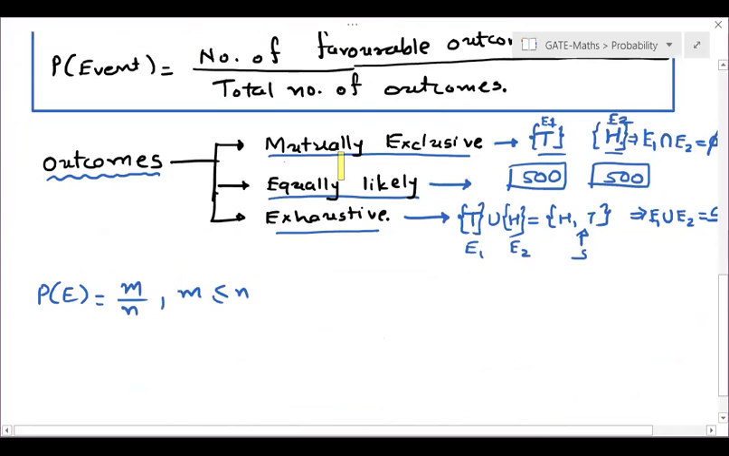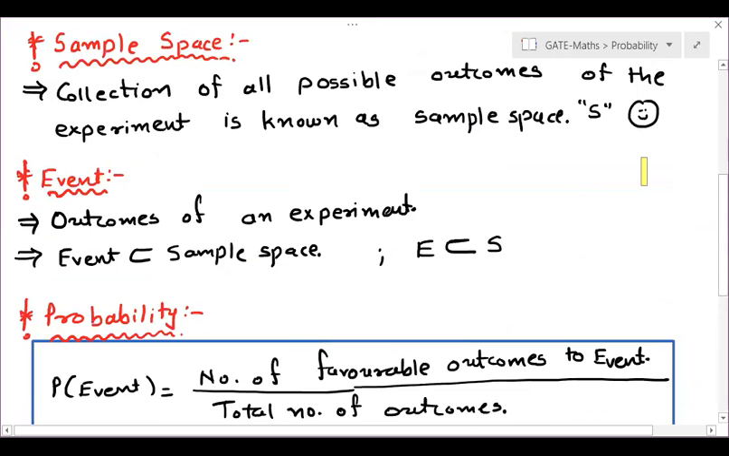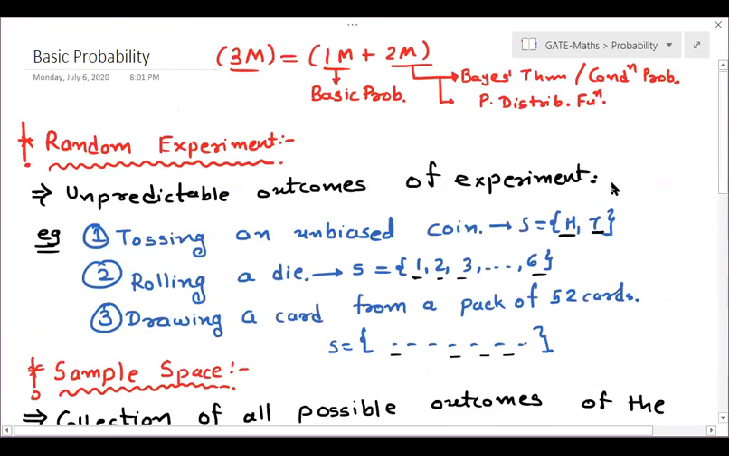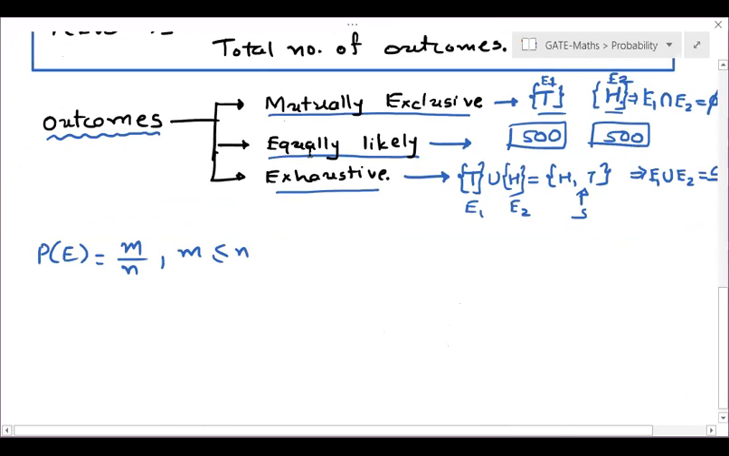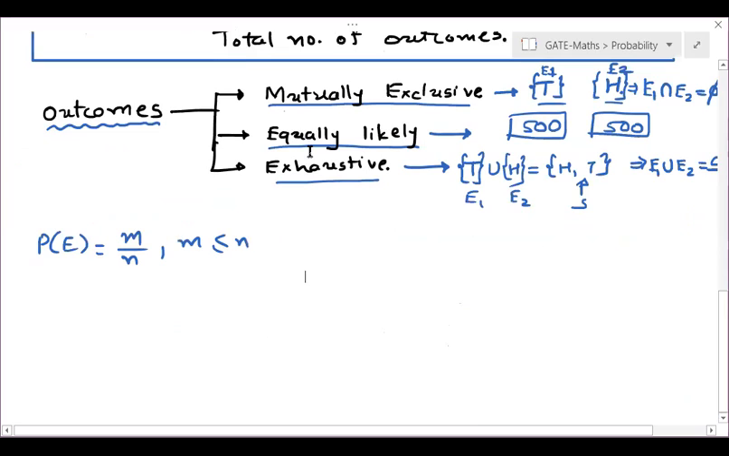So both should have an equally likely chance, meaning both should get an equal chance of outcome. If I am rolling a dice 6,000 times, then every element should come up 1,000 times. Is it clear now? Okay, please type in the chat box if it is clear.